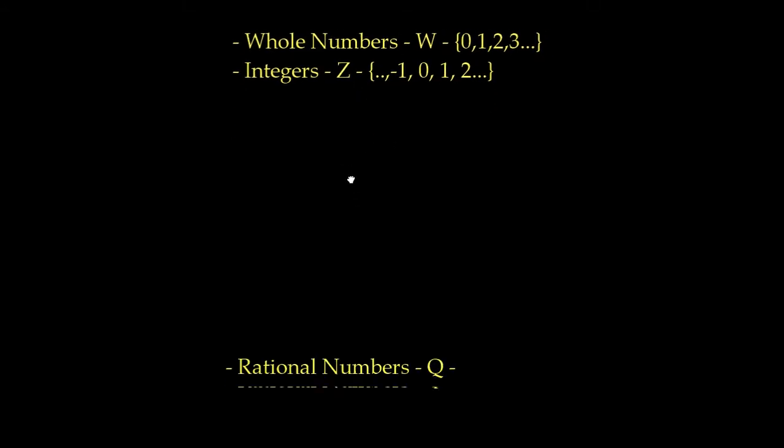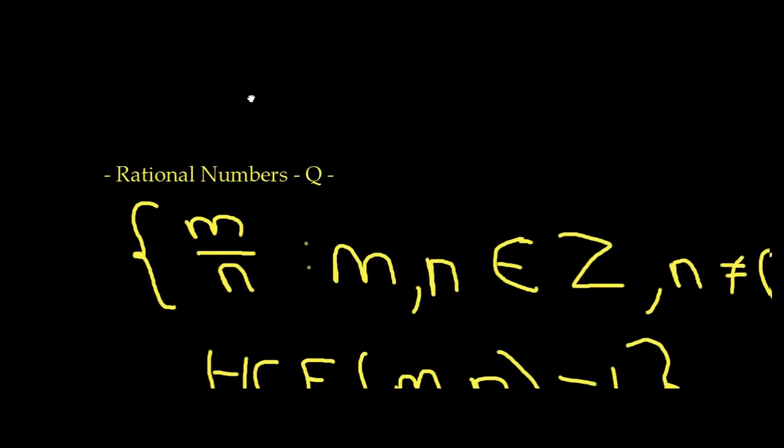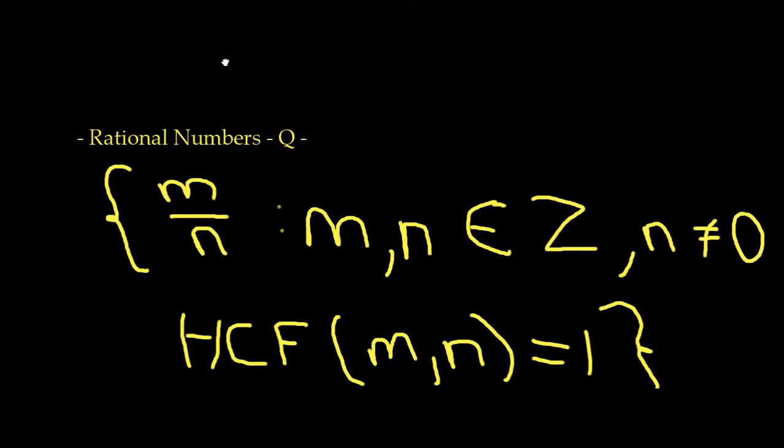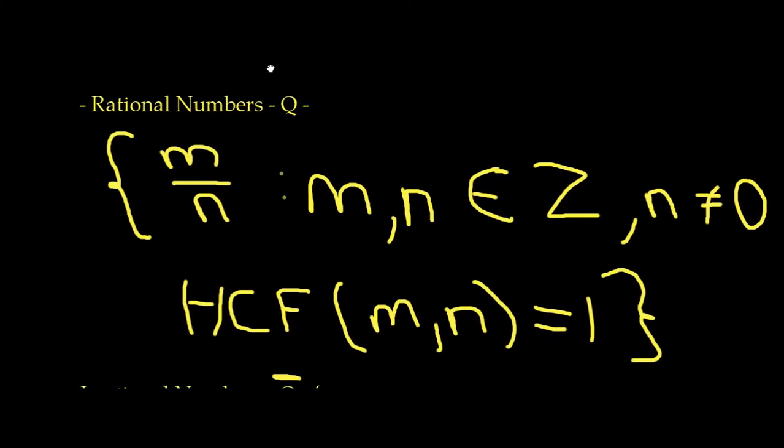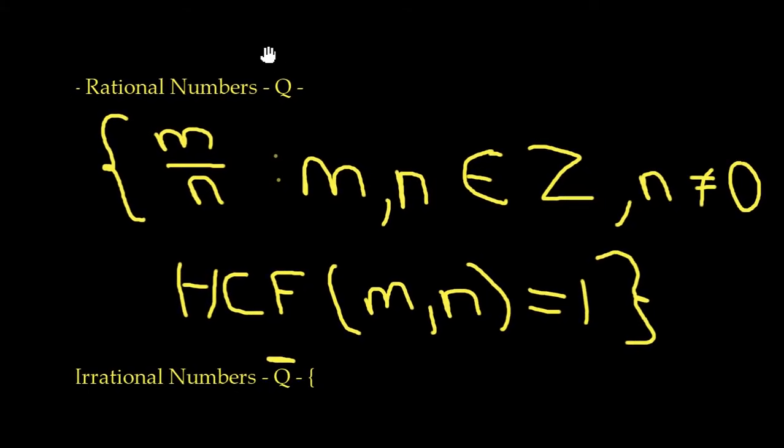After that, we have two more. We have rational numbers. Now, this might seem a bit cumbersome to someone who hasn't done math in a while, but it's very straightforward. Rational numbers are basically fractions, and that's how we represent them. So a rational number is a number with a numerator and denominator.